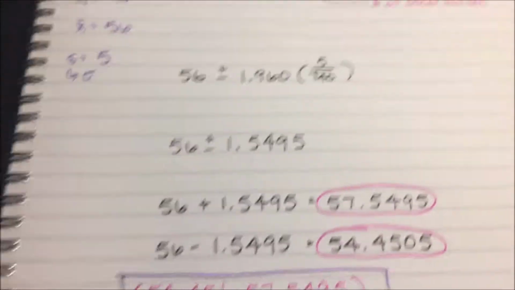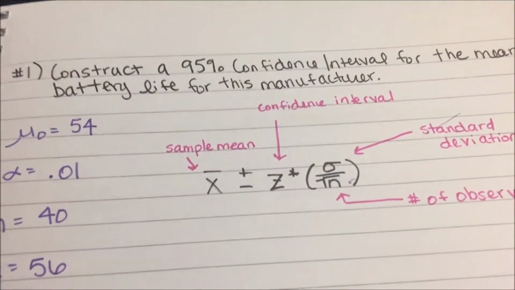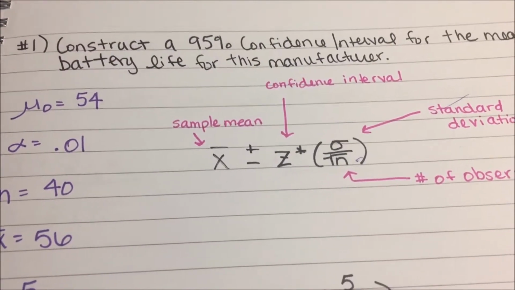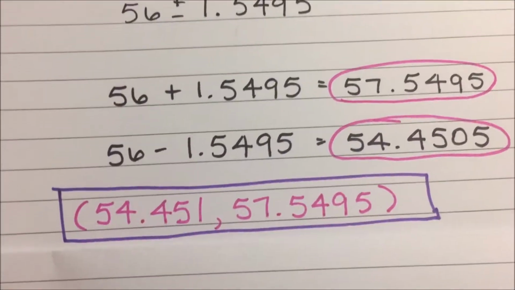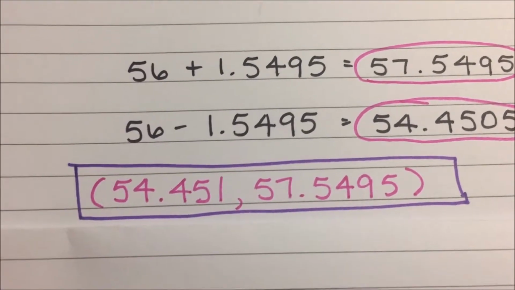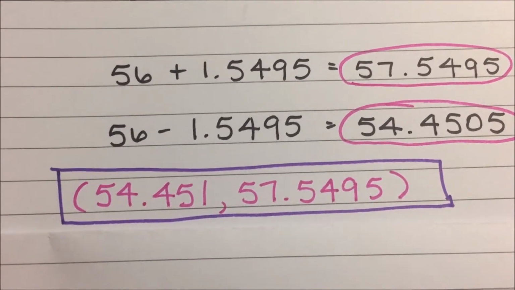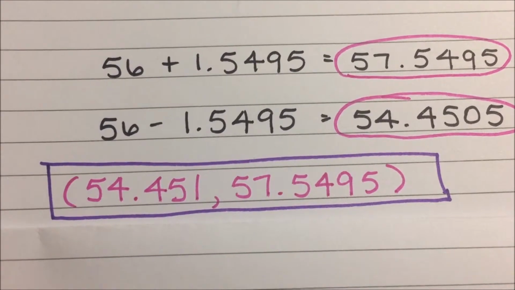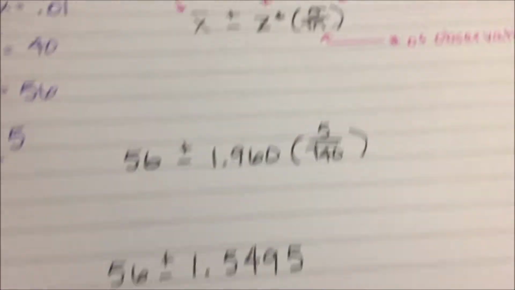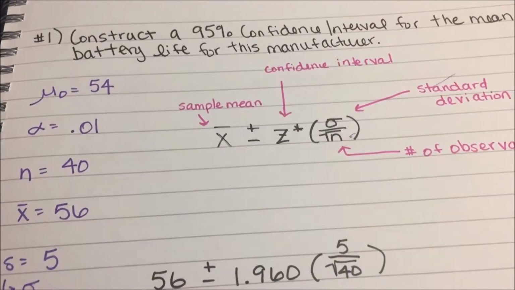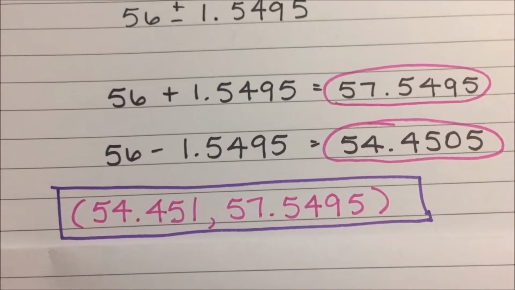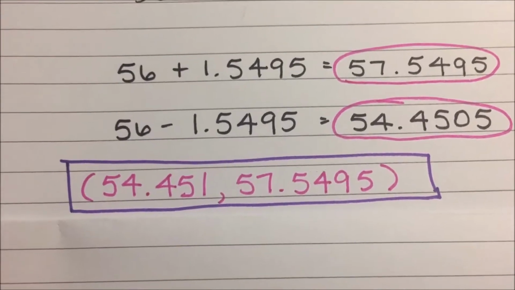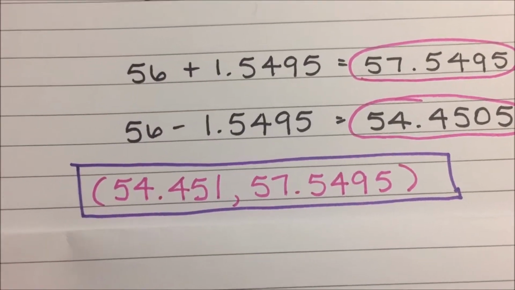So basically what this is saying is that we are 95% sure that all of the batteries that you could test will fall between 54.451 months and 57.5495 months. So it will fall somewhere in there. We're saying that we have a 95% chance. So there's a little bit on either side, but this is most likely what you're going to get.